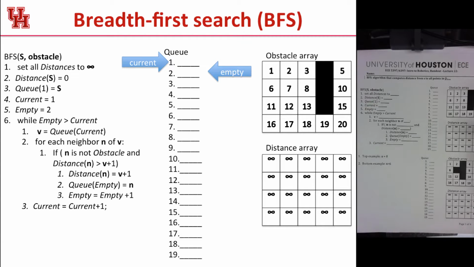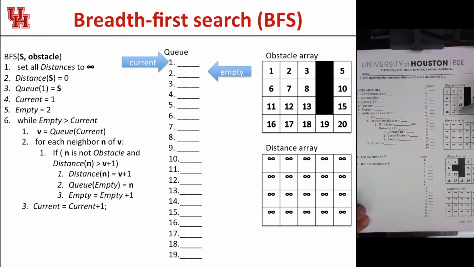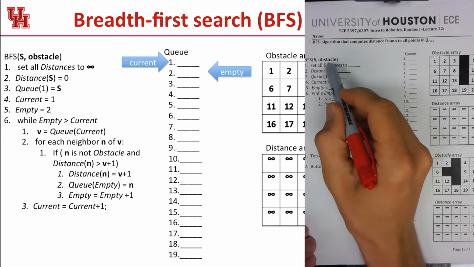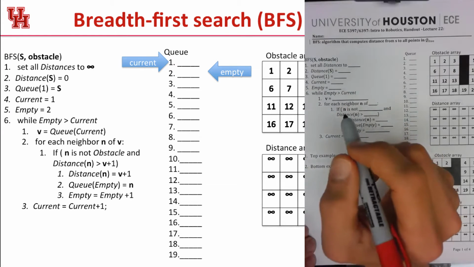Alright, so let's talk about how to do breadth first search. We were given an array and we want to find the shortest distance from some node. So what we're given is an obstacle array, an array that tells you whether each point is an obstacle or not, and then a starting point s.